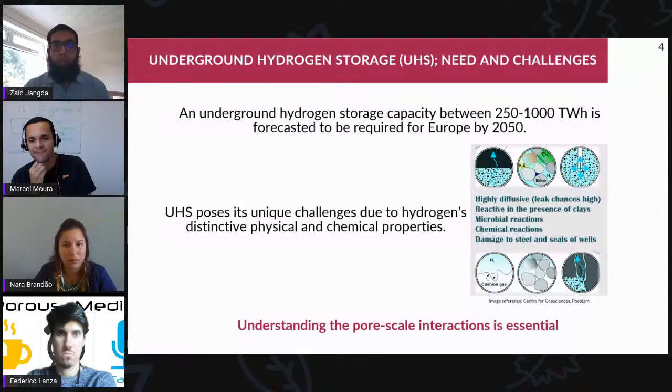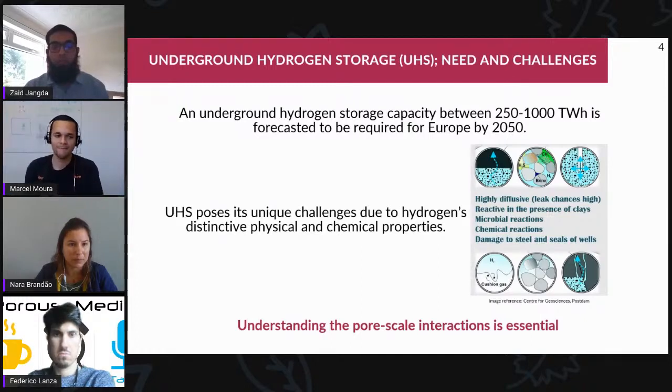If we take this huge requirement of hydrogen into consideration, we would obviously need large storage capacities, especially due to the cyclic nature of hydrogen. We produce green hydrogen and then store it and then use it when we are required at the most. So underground hydrogen storage is a potentially viable solution. Obviously, we have been storing natural gas, CO2 for a long time in the subsurface, but it has its own unique challenges. So we need to exactly know what will happen at the pore scale when we inject hydrogen into the subsurface and then produce it back.